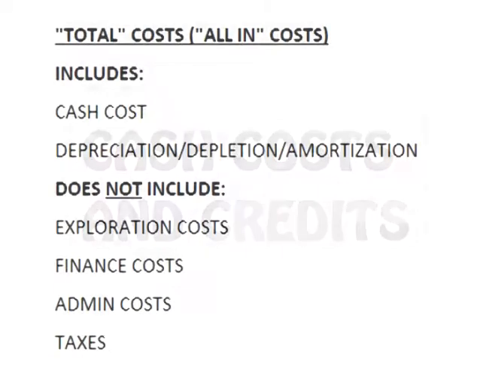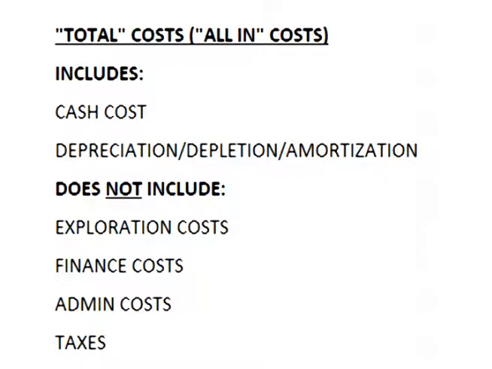Cash cost only covers the actual cost to produce. It does not include all expenses. In the next video, we will cover what is referred to as total cost or sometimes all-in cost, which in short is basically cash cost plus depreciation, depletion, and amortization costs, but does not include exploration cost, finance cost, or administration cost. In the third video, we will cover the final cost, which includes everything.